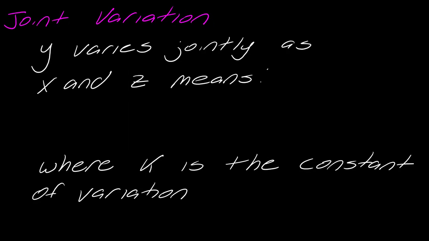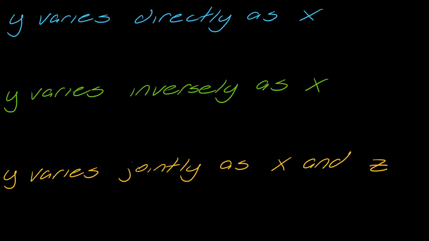Then for the next definition, y varies jointly as x and z. Now we have two letters, and this means y equals kxz. Once again, k is the constant of variation. Hopefully you've written those all down. Now stare at the definitions for a second and notice what similarities there are. Pause the video and take a moment to observe.